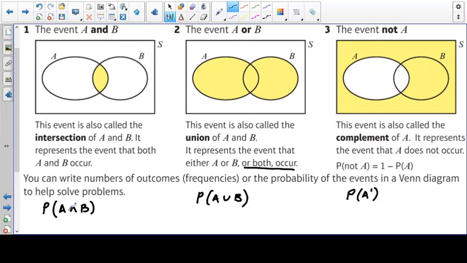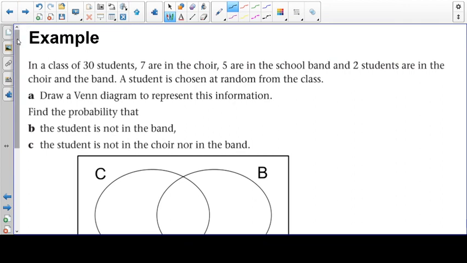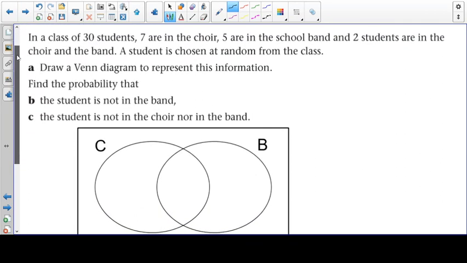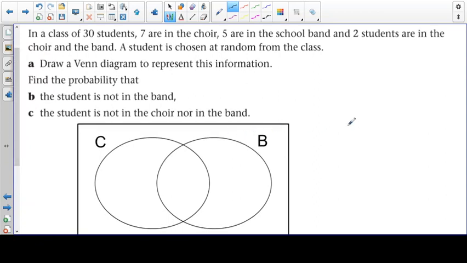Okay, in the next video, we're going to be looking at using this notation in more detail with more complicated versions that you need to be able to recognise. Okay, I'm going to do a few basic examples and then we're going to look at a couple of problem solving examples that require algebra.